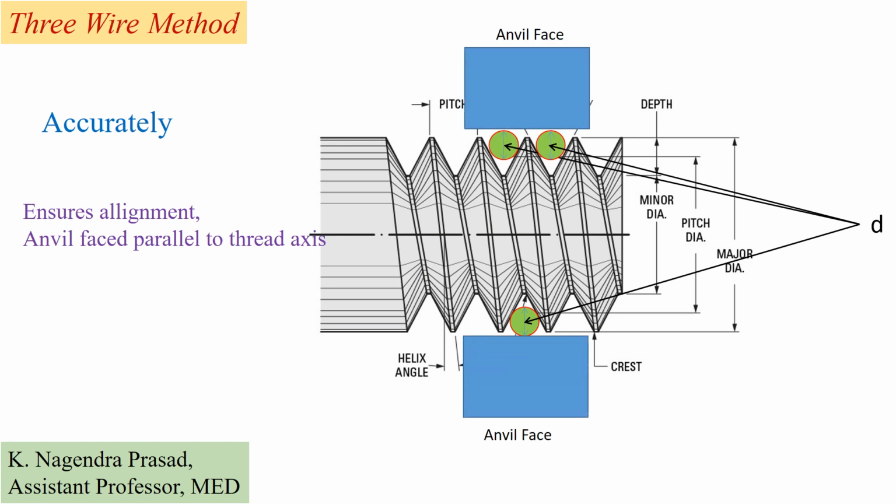Here 3 wires of known diameter, small d, are used. One wire is placed on the flank face of the screw thread, and the other 2 are placed on the opposite side. Then the micrometer anvil is placed parallel to the thread axis.